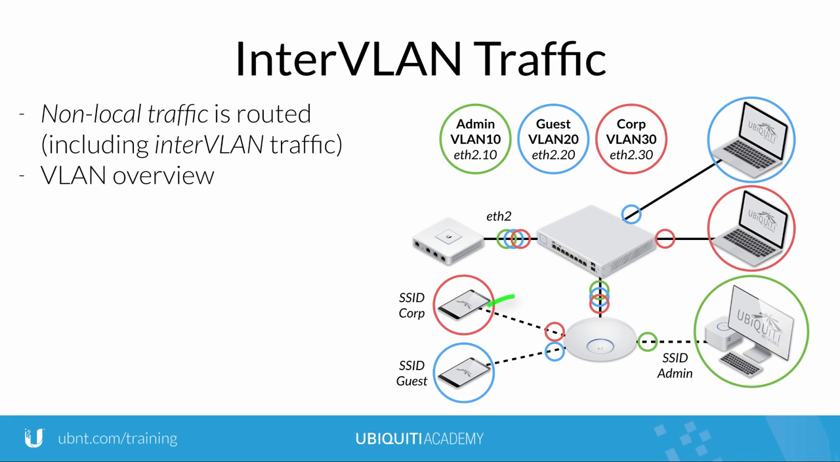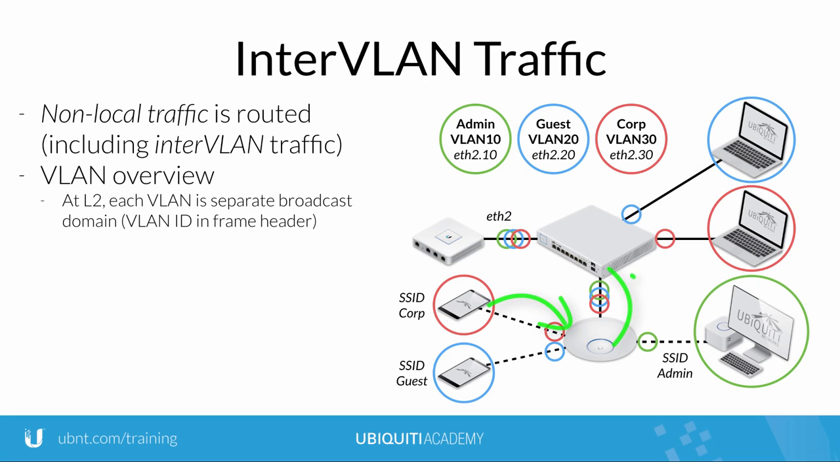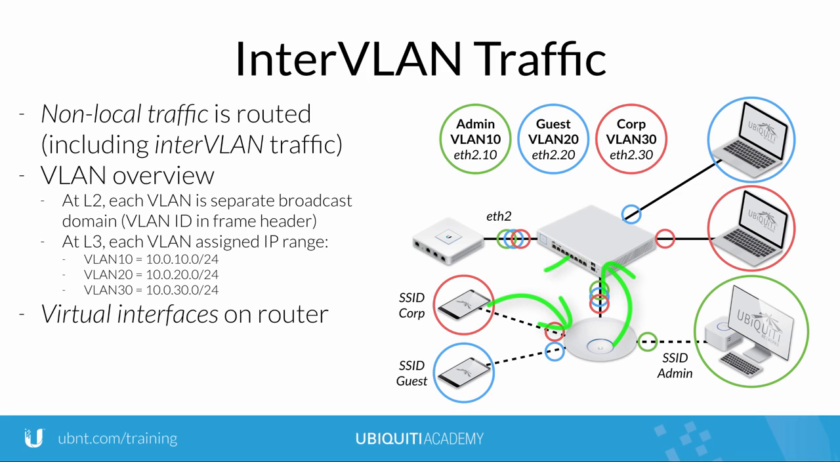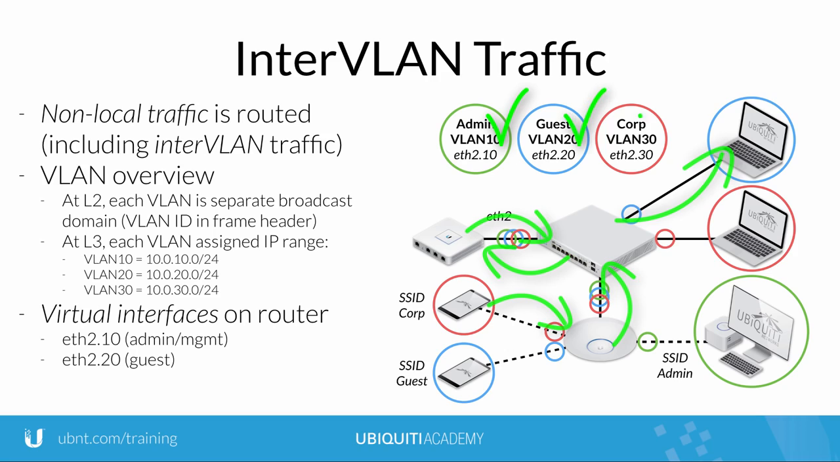To clarify, inter-VLAN traffic must be routed for two reasons. At Layer 2, each VLAN represents a separate broadcast domain, while at Layer 3, each VLAN receives a unique network IP range. Similar to how switch ports and access point SSIDs receive PVIDs, a router can be configured with virtual interfaces to participate in a virtual LAN.